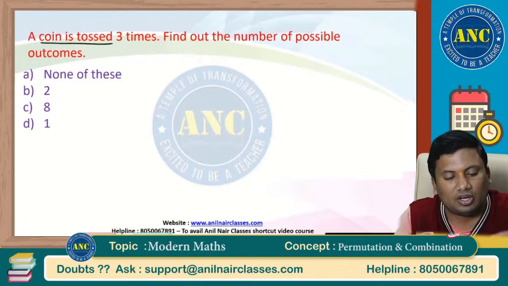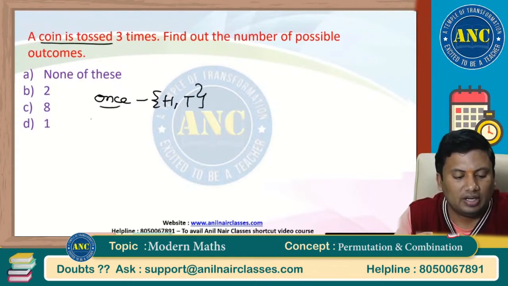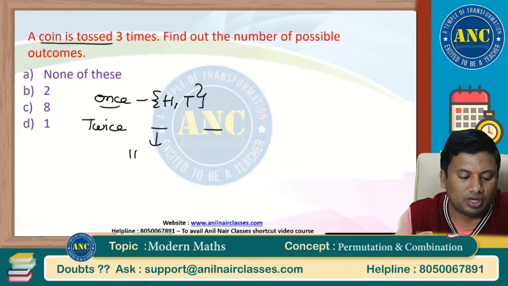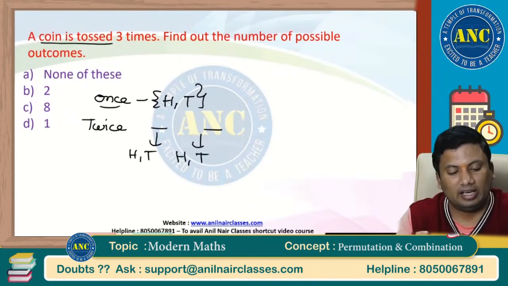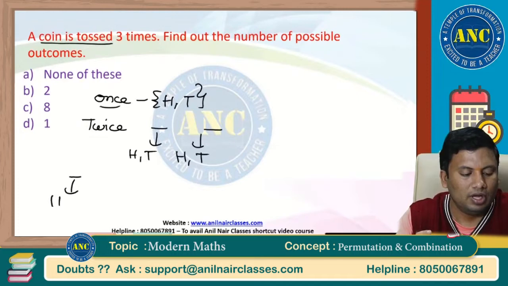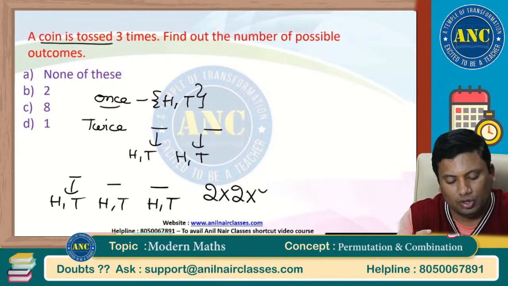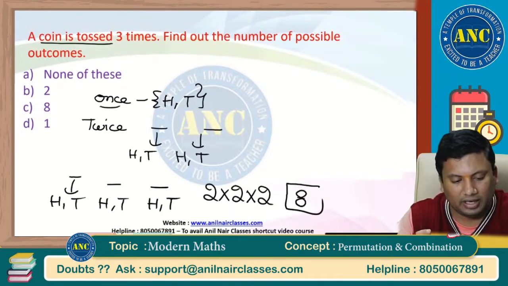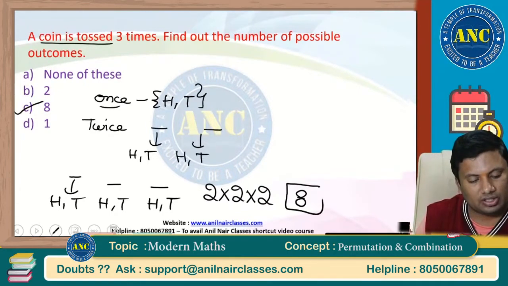A coin is tossed 3 times. Already we discussed, once means head or tail, 2 choices. If I toss a coin twice, each toss has got 2 choices, head or tail. 3 times means head or tail, head or tail, head or tail. So each one has got 2 choices, 2 into 2 into 2. Therefore the answer for this question is nothing but 8.